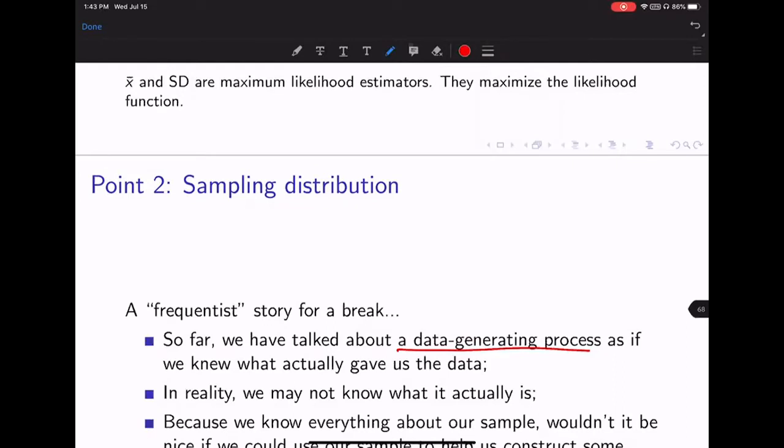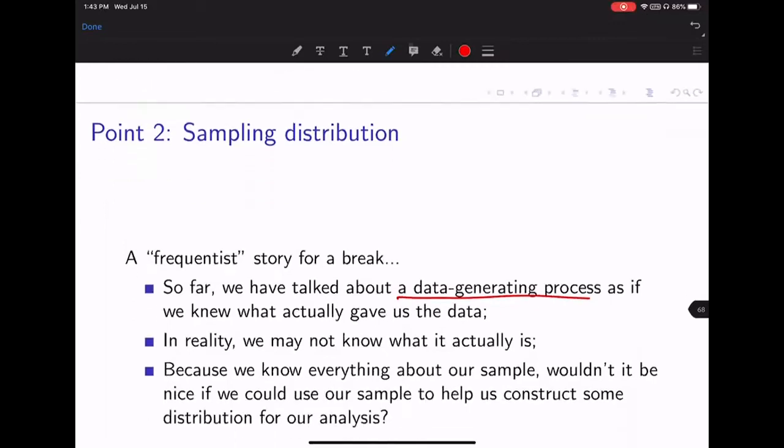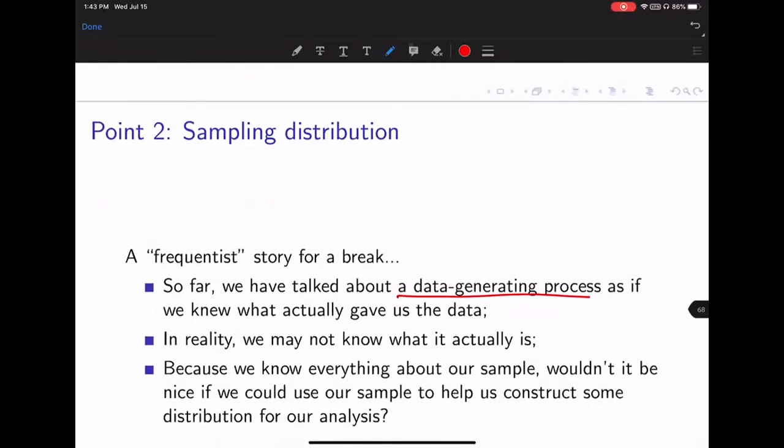But all we know, and this is the thing that frequentist analysis is very good at, is the data, the things we have in our hand, right? We have the sample with us. So if we can use our sample to construct some distribution so that we can use that distribution for our analysis, wouldn't it be better? Wouldn't it be easier? And the answer is probably yes, right?